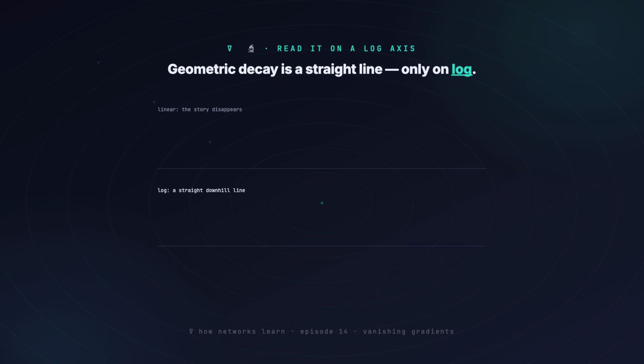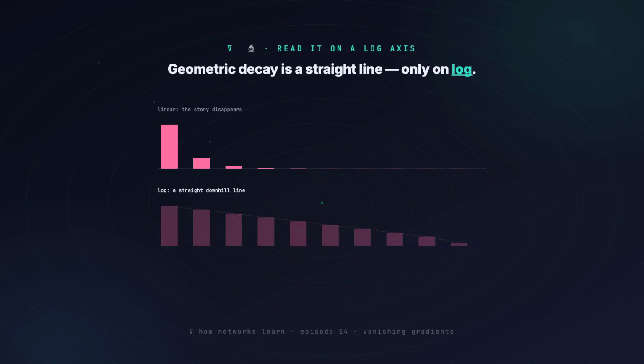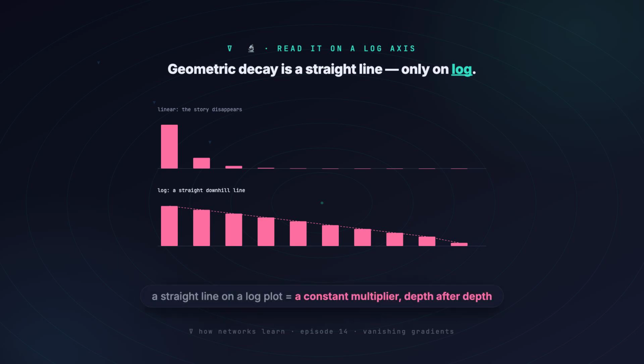One last framing before the code. Why a log scale on the figure? Because on a linear axis, this story is invisible. The bottom 9 bars all look like 0. You'd see one bar at the output and a flat dead floor. The decay is geometric, so only a log axis reveals it as what it is: a straight downhill line, every bar a fixed fraction below the last. When you see a perfectly straight line on a log plot, that's not noise. That's a constant multiplier doing its work, depth after depth.